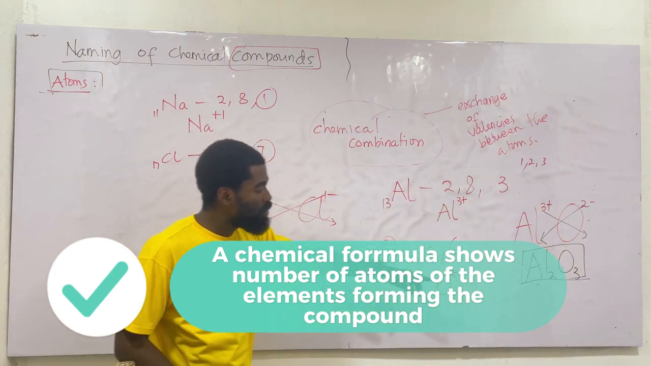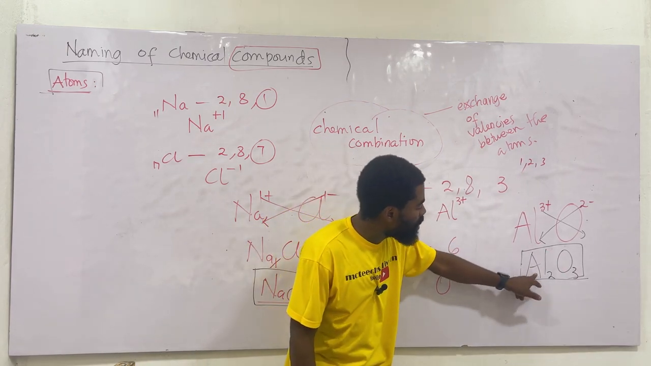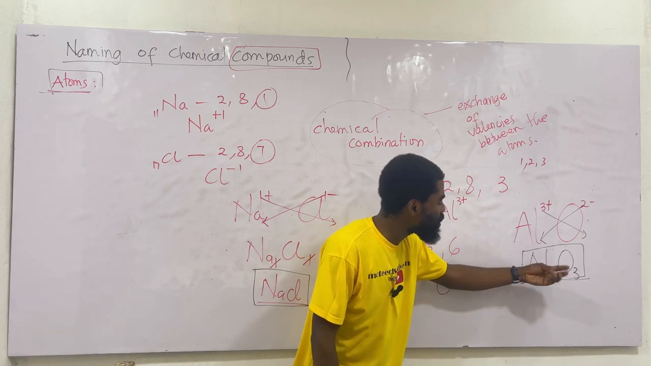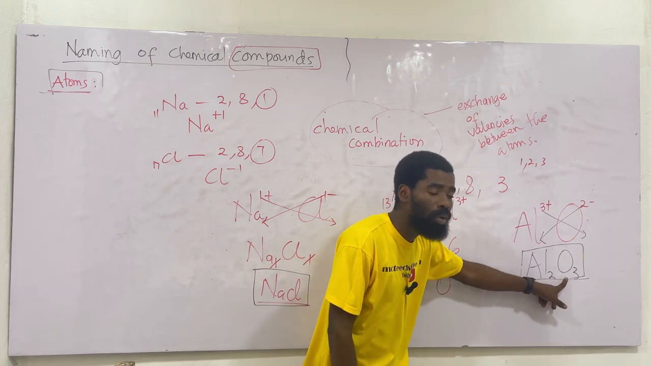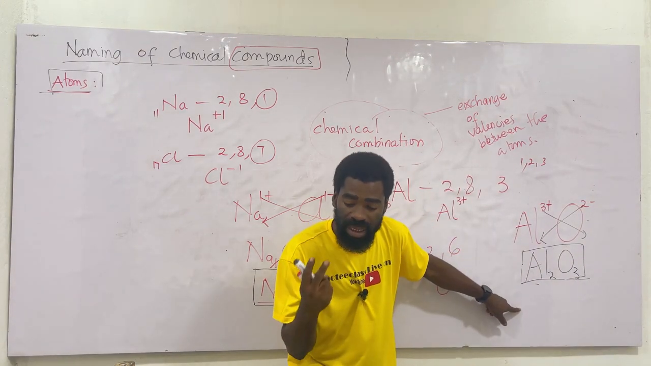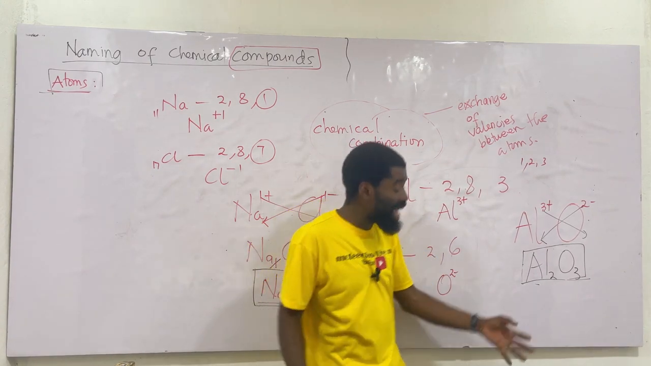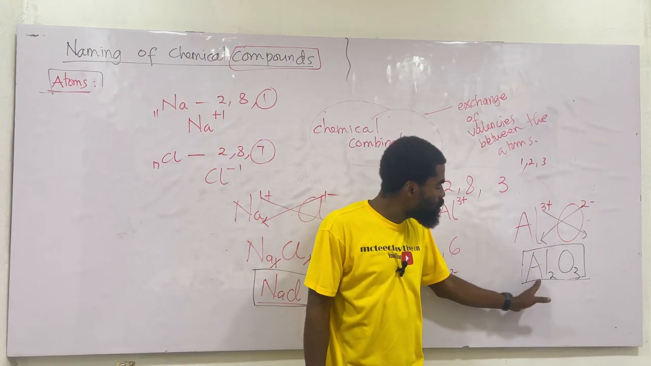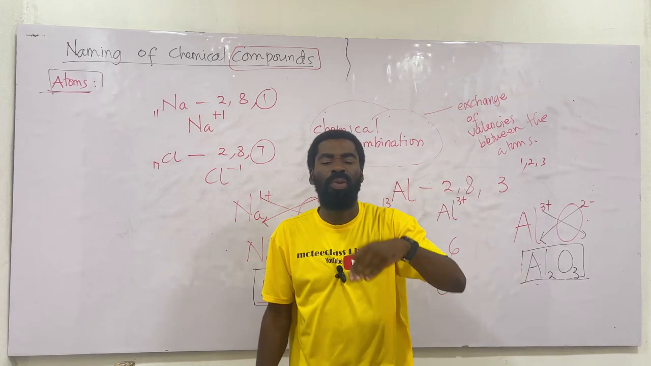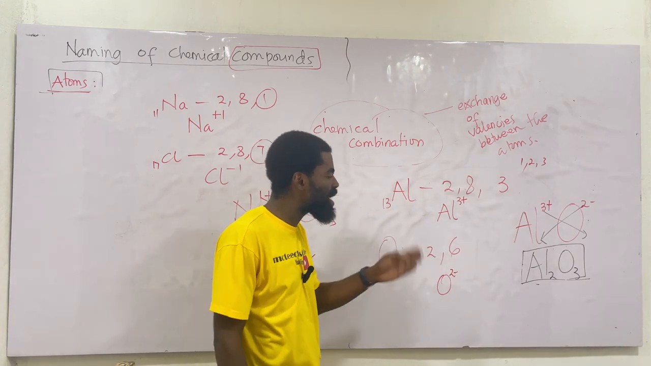What this means is that if you look at this, we have 2 elements. We have aluminium and oxygen. But we have 2 atoms of aluminium. This 2 means that we have 2 of the aluminium and 3 of the oxygen. That's what this means. So a chemical formula gives me 2 pieces of information. First of all, it tells me the elements present, aluminium and oxygen. How many of the aluminium do we have, and how many of the oxygen do we have? That is what a chemical formula does.